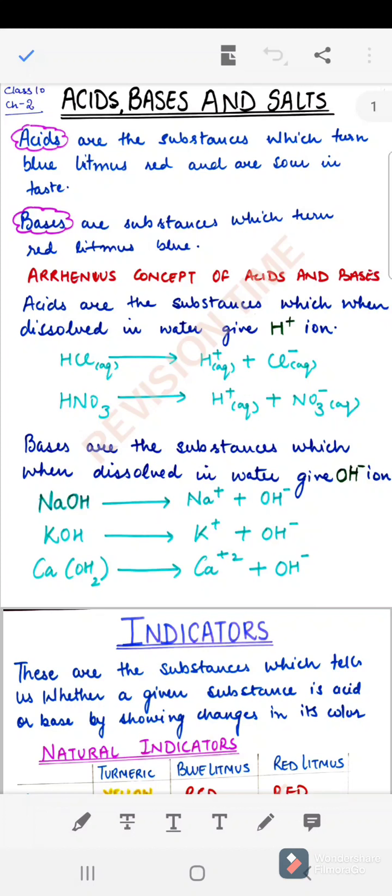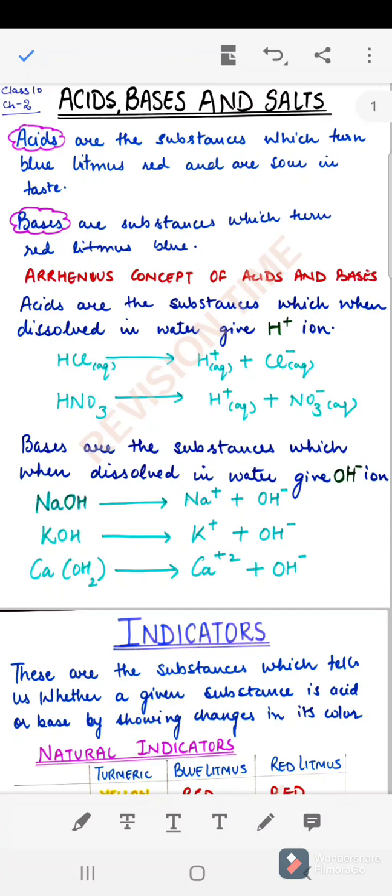So today I am going to start with chapter number 2 of class 10, that is acids, bases and salts. So let us start. Now how can we define acids and bases? In layman's language, we can simply say that acids are substances which are sour in taste and turn blue litmus red, whereas bases are bitter in taste and turn red litmus blue. But practically we cannot depend upon this concept.